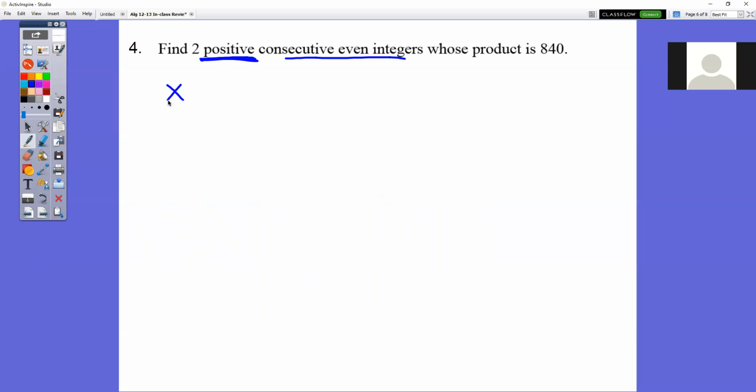So our first integer is just going to be x. Our second one, remember, even and odd are found the same way. It would be x plus 2, whose product is 840. So we want to multiply these two things together, and it equals 840. Go ahead and finish this one, please.